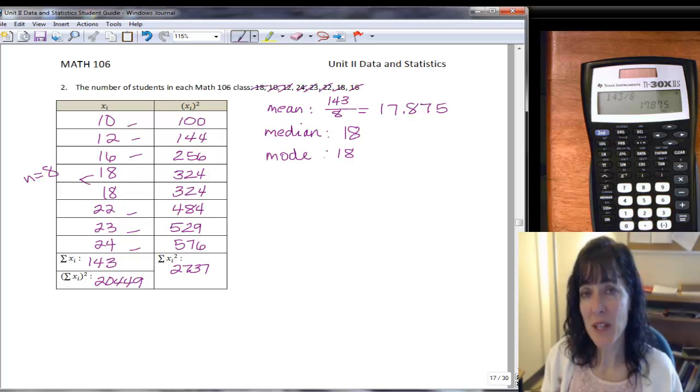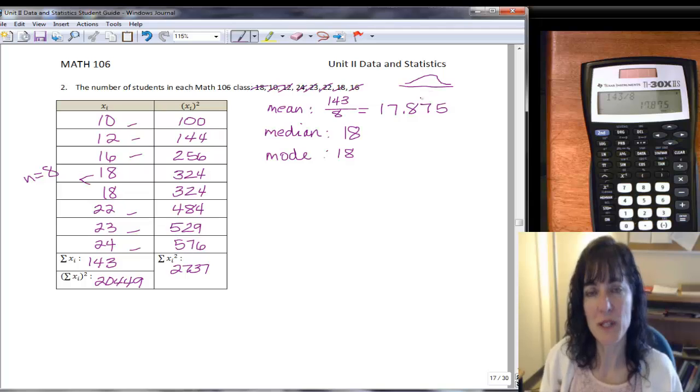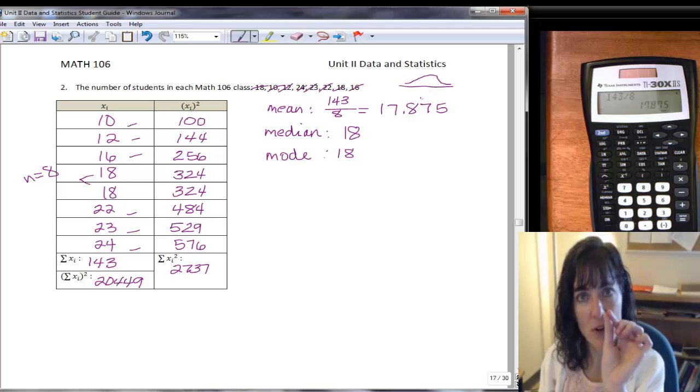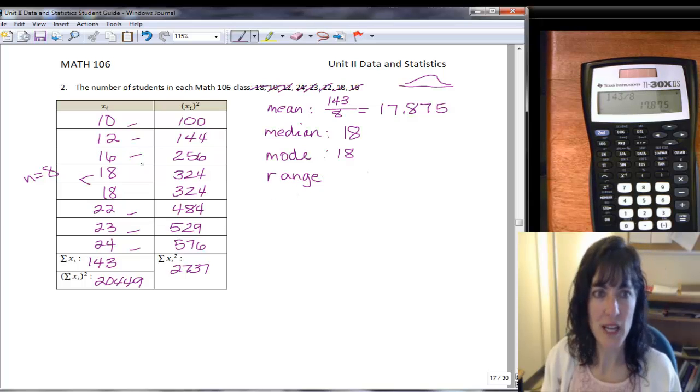So I see, because my median and my mode match, they're both 18, and my mean is very, very close, 17.8. I expect, if I were to do a histogram of this data, that it would be mound-shaped, because my mean, median, and mode are all very, very close together. Okay, one more measure, range. And there we're taking the largest minus the smallest, and since I've ordered them, I can see clearly 24 minus 10, or 14 for the range.